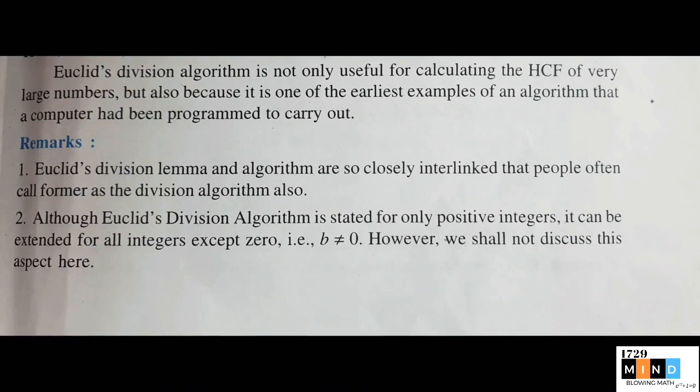Although Euclid's division algorithm is stated for only positive integers, it can be extended to all integers except 0. That means b should not be equal to 0. However, we shall discuss these aspects here with the following examples.